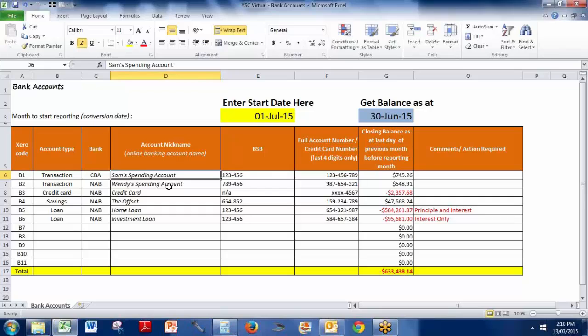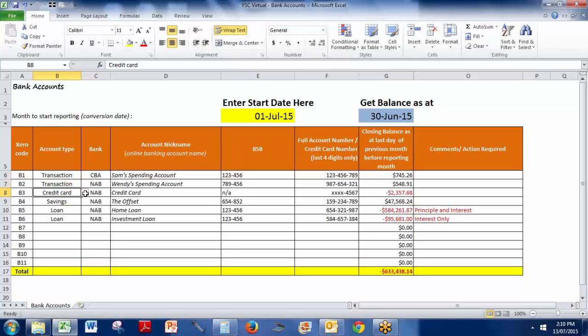And then you put the account nickname, which they see in their online banking. So for this, it might be Sam's spending account. Then you put the full BSB in, the full account number, which is really important. And then, as I said, the closing balance as at the day before you want to start. Then you'd go through and do it again for every single bank account.